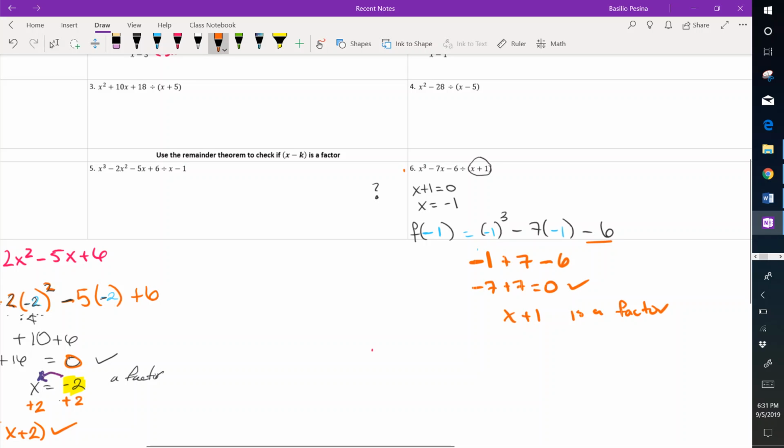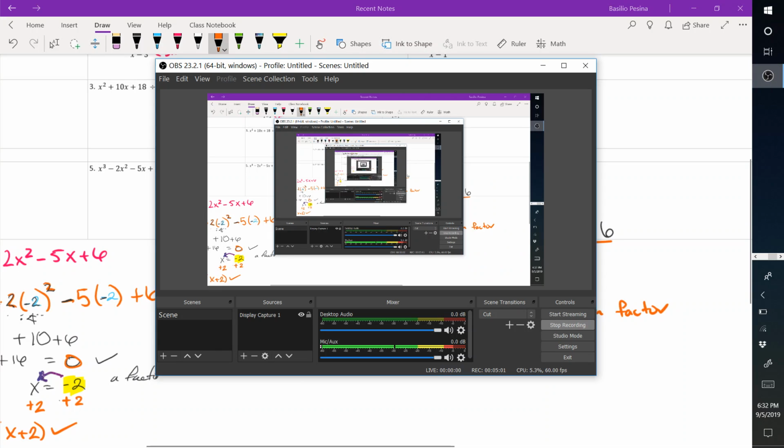Awesome. So that was a quick little way of how to check if these linear factors, being divided with synthetic or long division, are factors. Awesome.